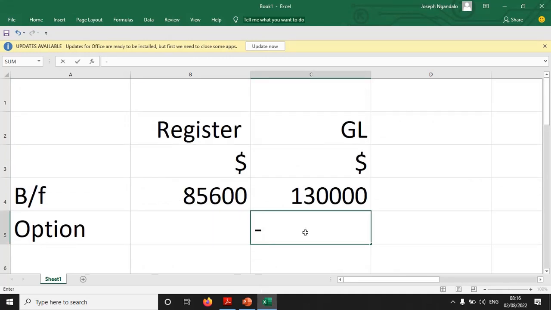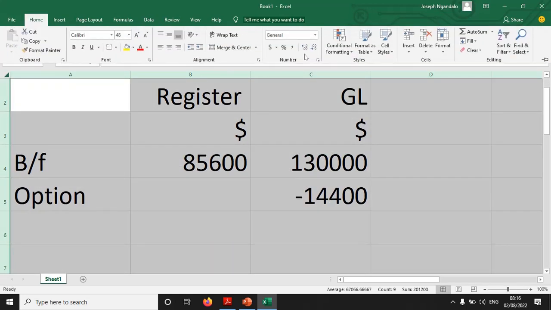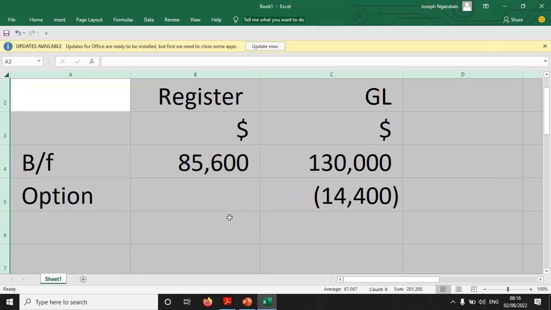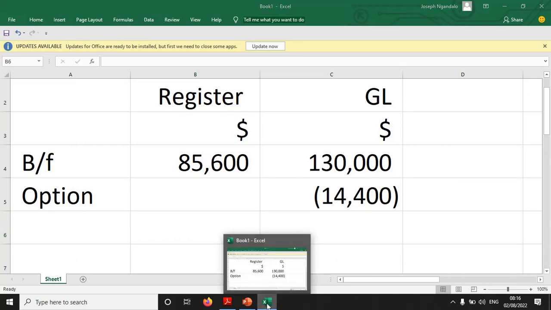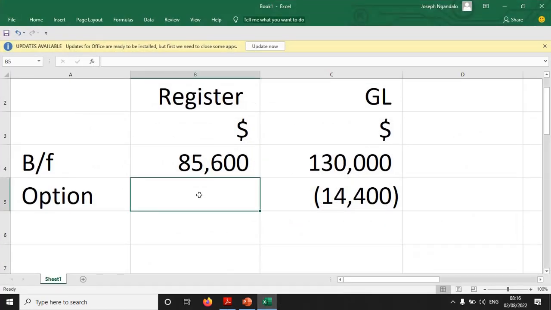Ledger. So it's a minus 14 what? 400. Okay. Are we together? I'll try to put it in accounting terms. Then we go back and discuss what is happening in the asset register and the omission of an addition of land costing how much? 30,000 from the register, right? So what do we do? We add, right?